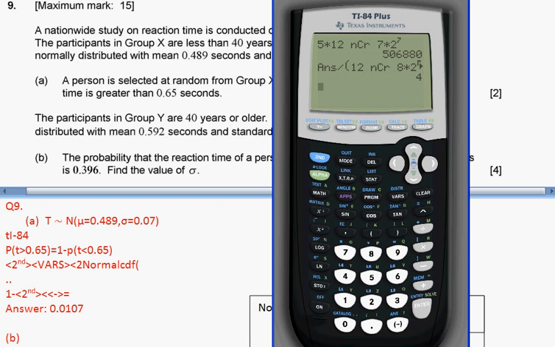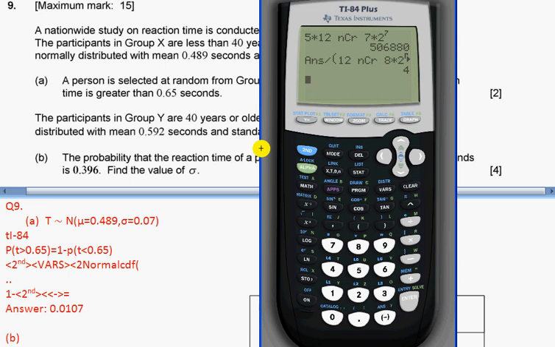So we press second VARS, and we need normal CDF, cumulative. So line 2. The lower limit is a very small value. For the upper limit we put 0.65. Mu we have 0.489, and sigma we have 0.007. Enter, enter, enter.